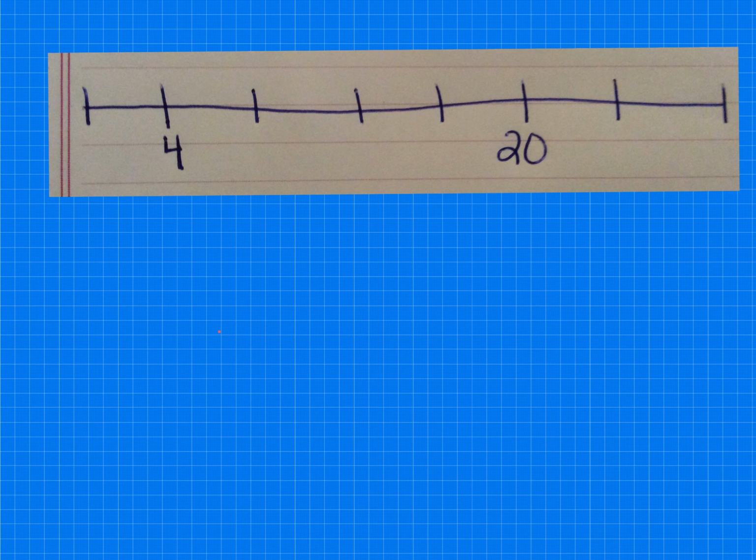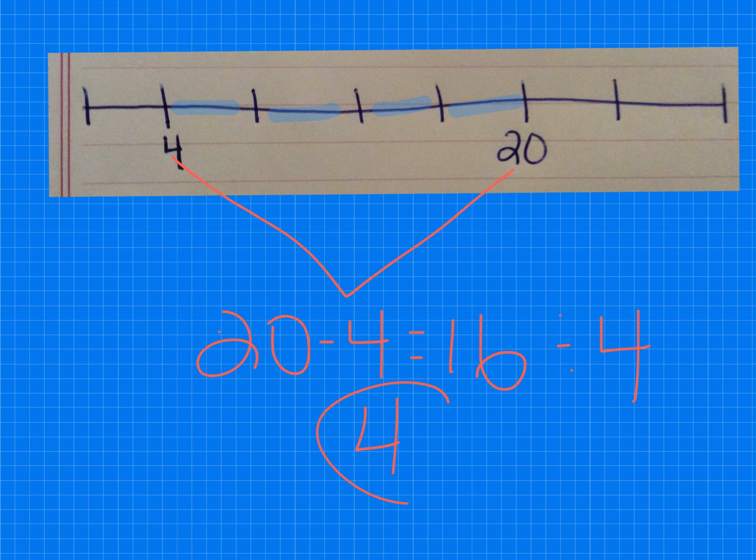Alright, so here's the next example. So my first step would be to find how much space is between 20 and 4. So I'm going to subtract. I get 16. The next step is to count the spaces between: 1, 2, 3, 4. And then you're going to divide 16 by the 4 spaces to get 4. You should be counting by 4, so we're going to fill in the missing values.